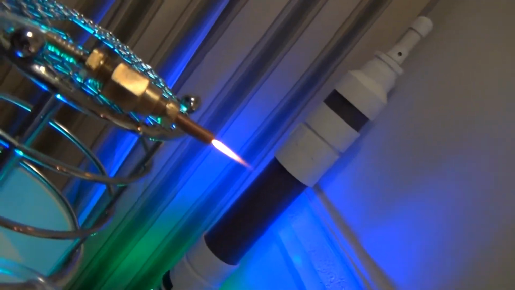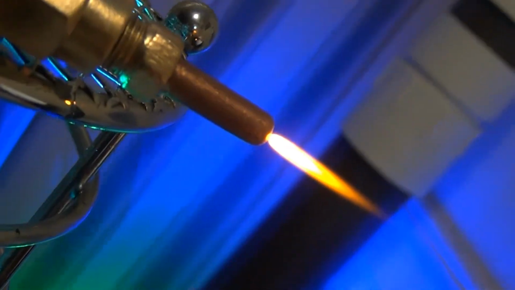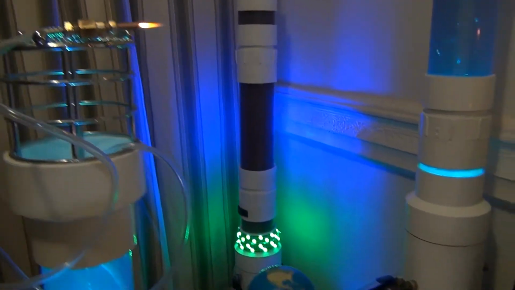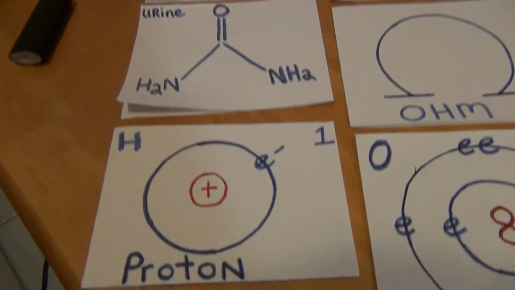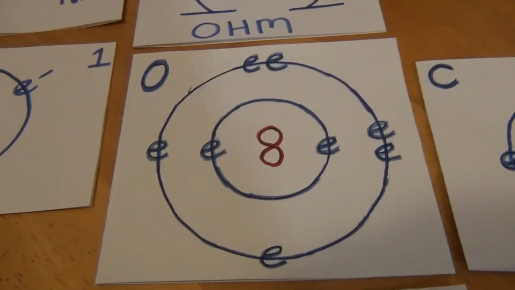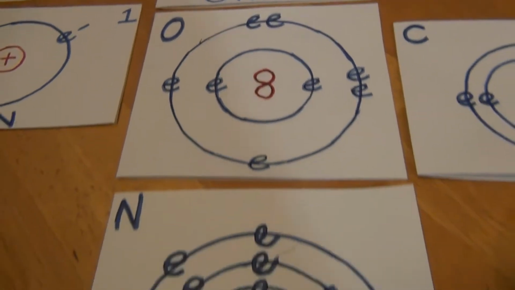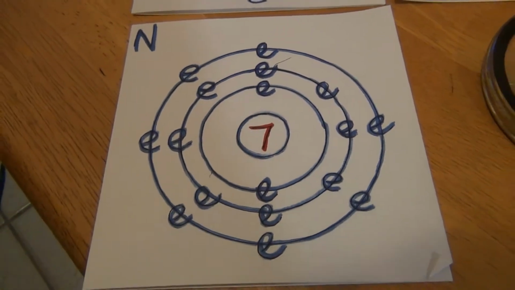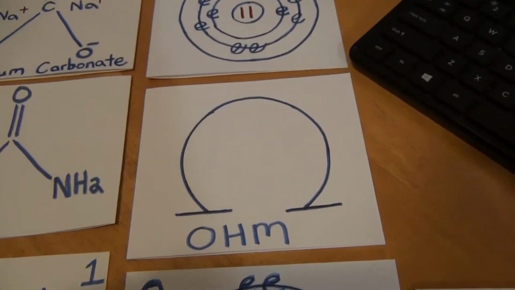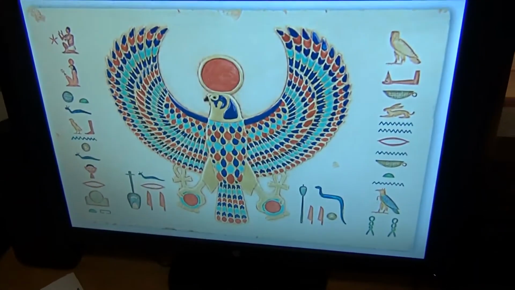My own urine. That's what's in the back there. I'm burning my own urine. Think about that. I have a mixture of water, sodium carbonate, and my own urine. That's what's in the reactor back there. Think about that. The hydrogen atom, the proton, the oxygen atom, the nitrogen atom, the carbon atom, the ohm symbol. Don't forget this stuff.